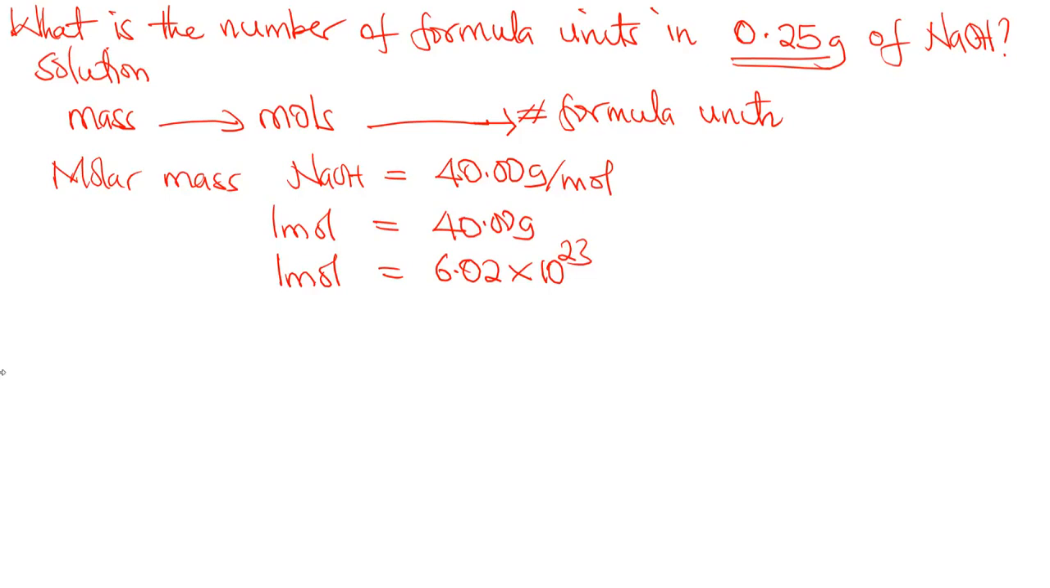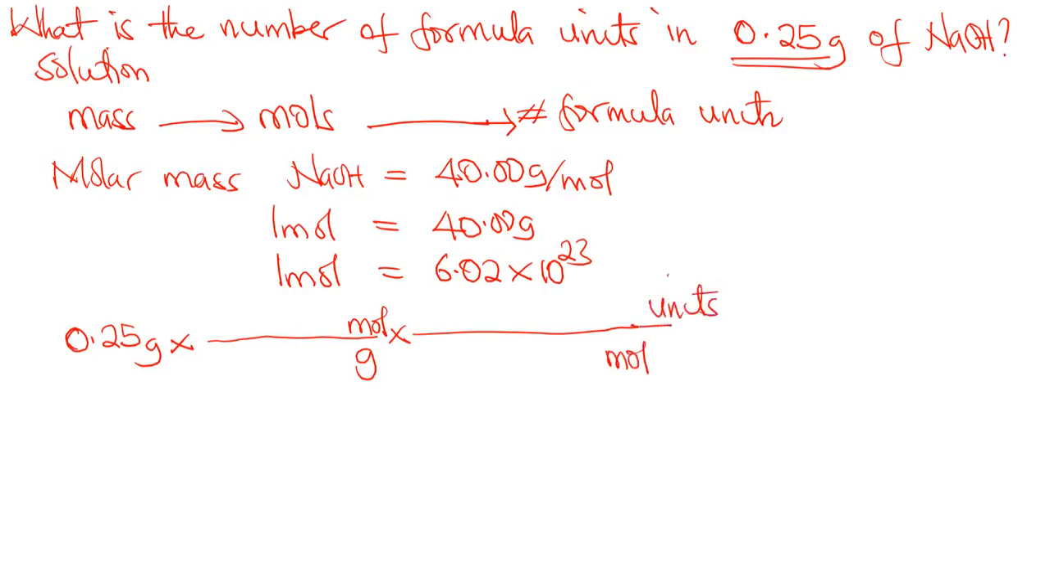So at the beginning, we are going to put our given quantity, which is 0.25 grams. So from grams, we have grams up here. We need to have grams down here, and then moles here. And then we have moles there. We need to have moles here, and then units here, formula units. So we just need to put our conversions there. Gram goes with 40.00. The mole goes with 1. Here, mole goes with 1. Units. So this is units. Units goes with 6.02 times 10 to the power 23.